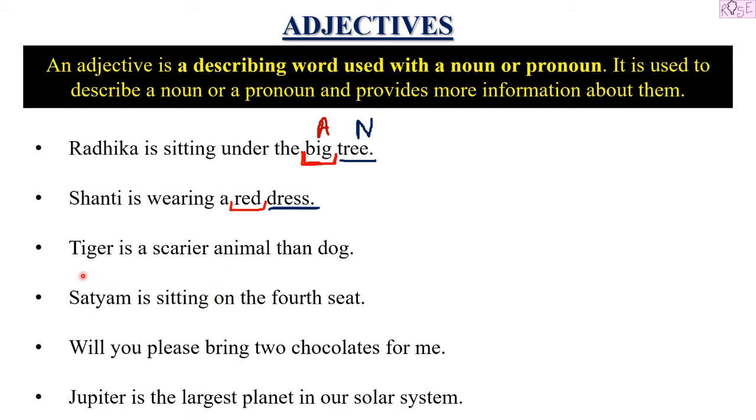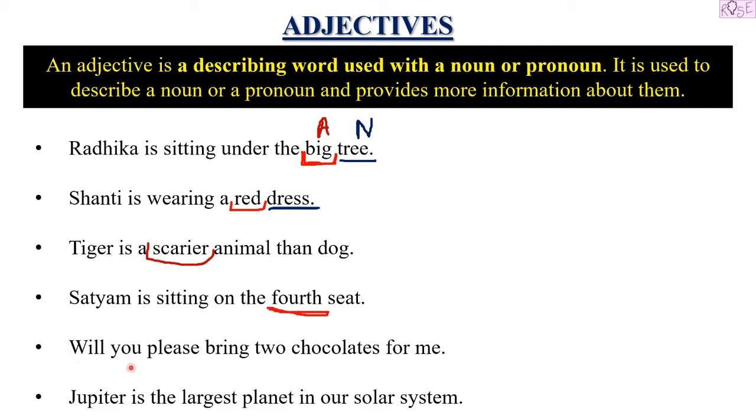Next we have: Tiger is a scarier animal than dog. So which word is the adjective here? The word that is describing tiger is scarier. Right? So scarier is an adjective. Next: Satyam is sitting on the fourth seat. Which seat is Satyam sitting on? Fourth. So fourth is the adjective.